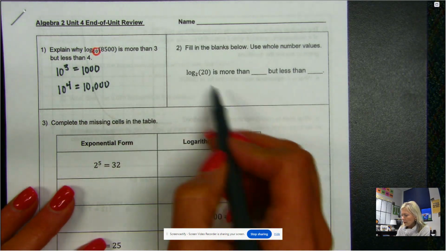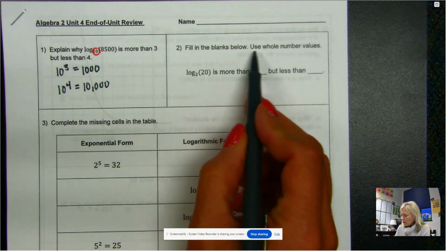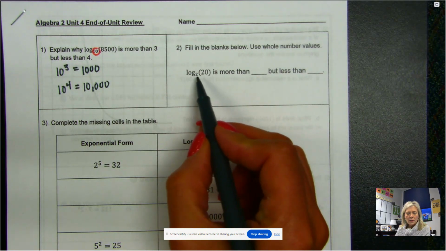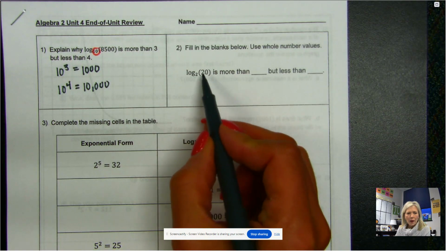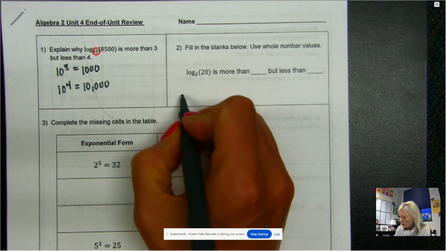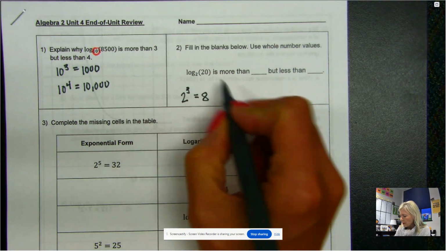Kind of the same idea over here. We have to fill in the blanks using whole numbers. So this time our base is 2. So 2 to what power is equal to 20? The first thing I was thinking of was 2 to the third, which I know is 8. That's less than 20.